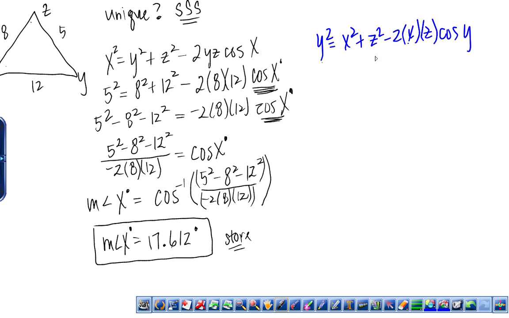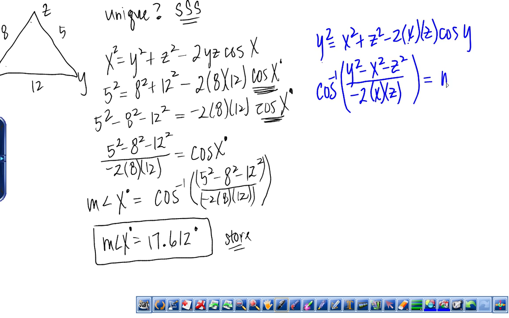Okay, if you would like to jump to the formula, remember we did Y squared minus X squared minus Z squared over negative 2 times X times Z. Then we took the arc cosine of that. So I'm going to jump ahead there. We took the arc cosine. That should give me the measure of angle Y.